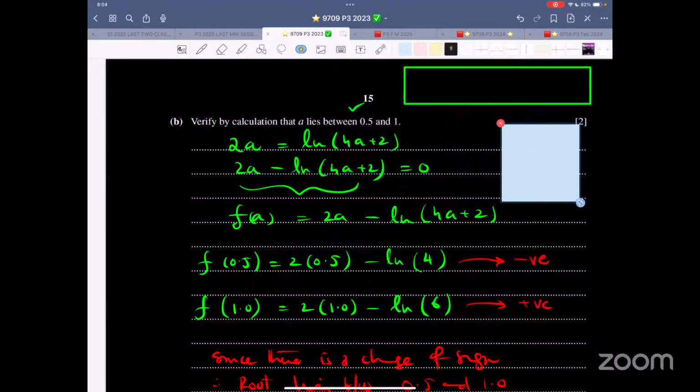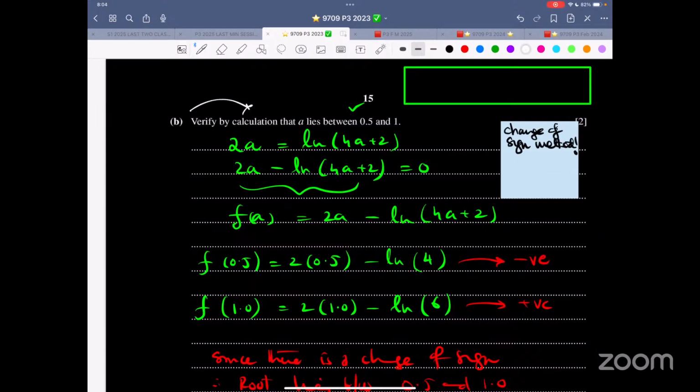That is the change of sign method. So this is the change of sign method, that it's proving by calculation. Verify by calculation, my bad. So I need this work. So verify by calculation, that is the change of sign method.